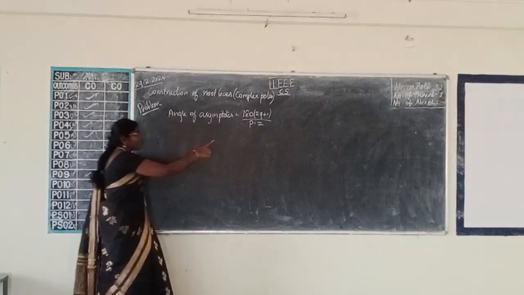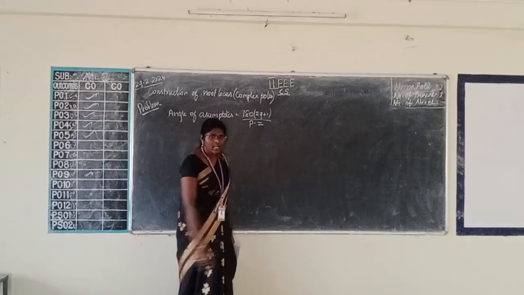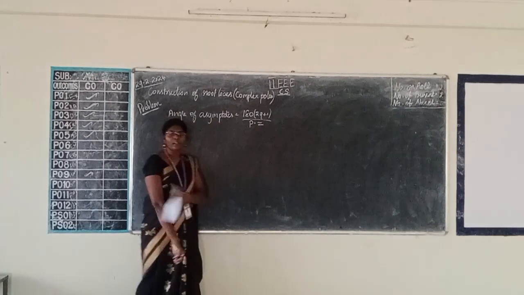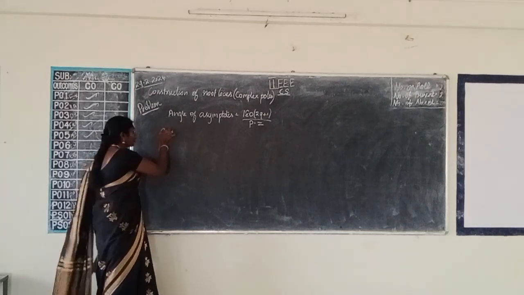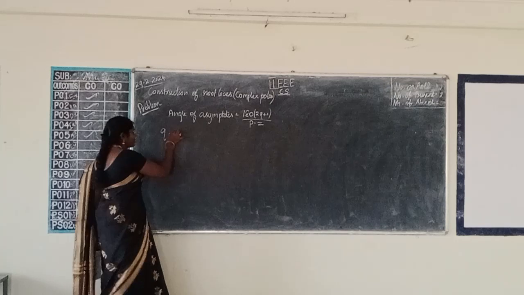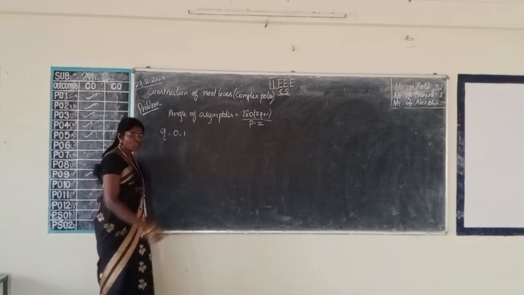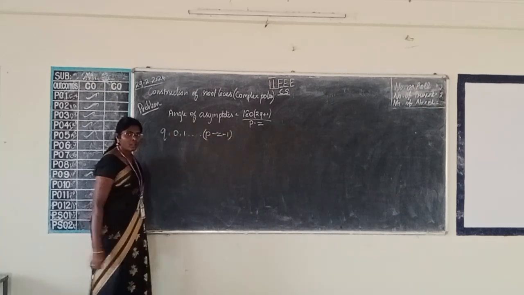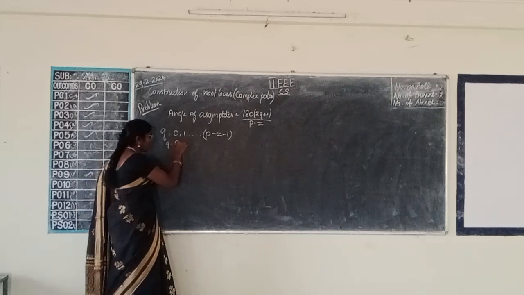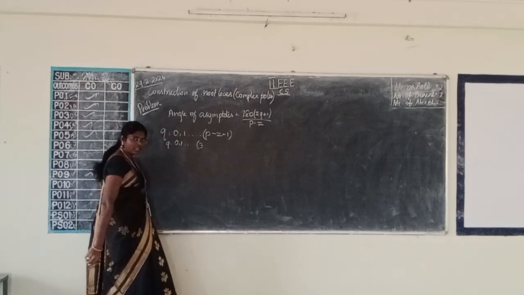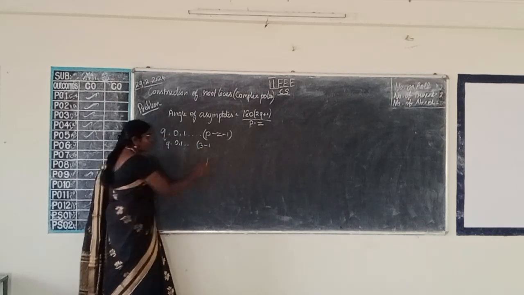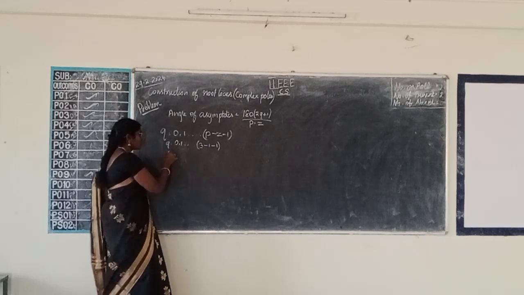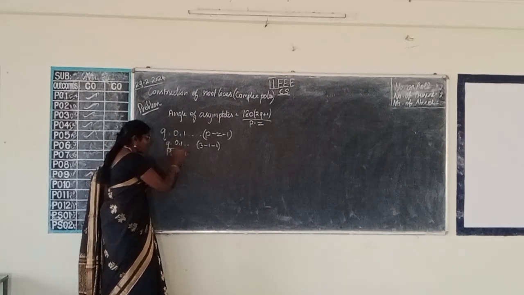We know that p is the number of poles and z is the number of zeros. What is the third unknown? q. To find q, q is generally a whole number from 0, 1, up to p minus z minus 1. Here p is 3 and z is 1, so p minus z minus 1 is 1. So q will be 0 and 1 alone.